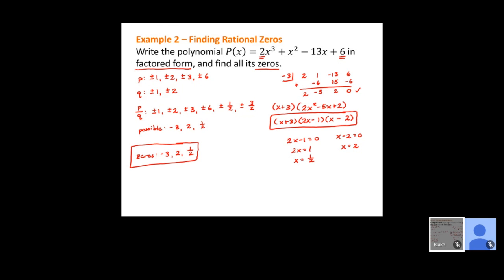So once you've done your synthetic division, you get it down to something that's an x squared, then you can see if that factors, right? And if it doesn't, you can actually use quadratic formula, and we'll look at that down the road. Okay, so it is a possibility that you get something that doesn't factor, but then we can at least use quadratic formula to find those other zeros at that point.